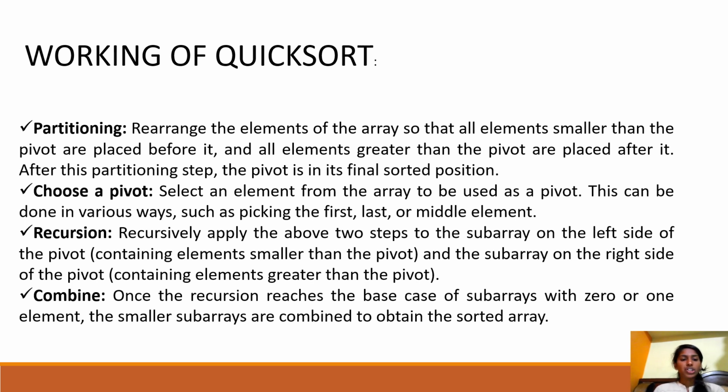The next step is recursion. Recursively apply the above two steps to the subarray on the left side of the pivot containing elements smaller than the pivot, and the subarray on the right side of the pivot containing elements greater than the pivot. Now the next one is combining. Once the recursion reaches the base case of subarrays with zero elements, the smaller subarrays are combined to obtain the sorted array.